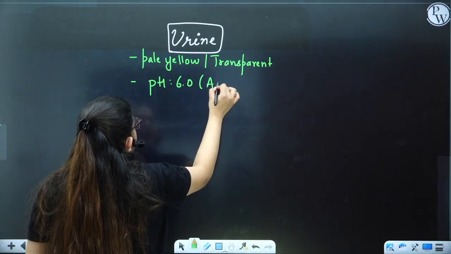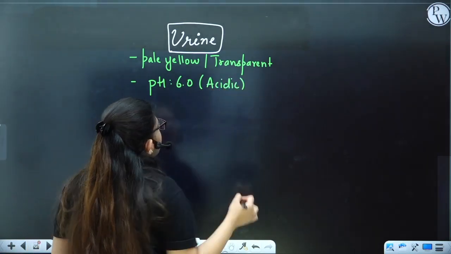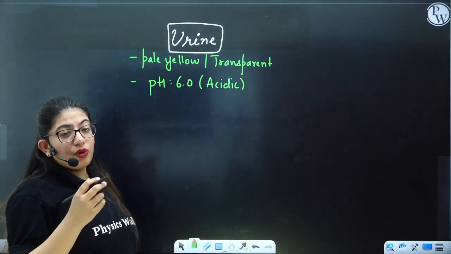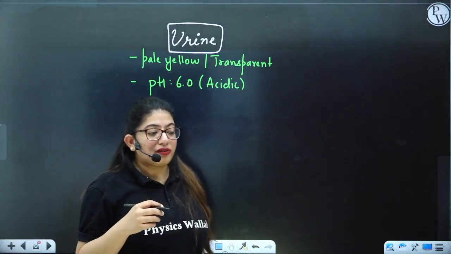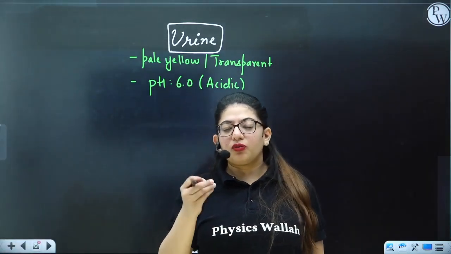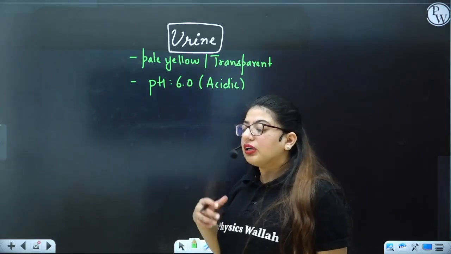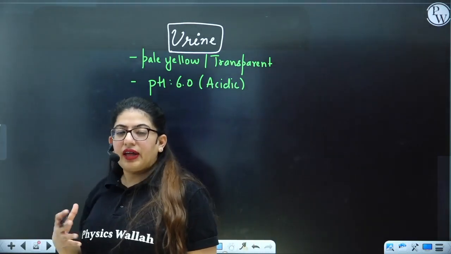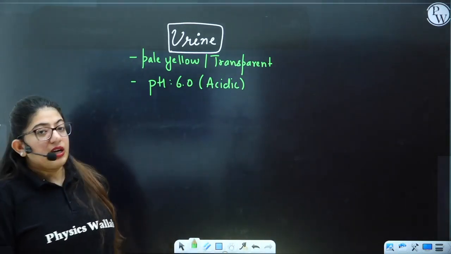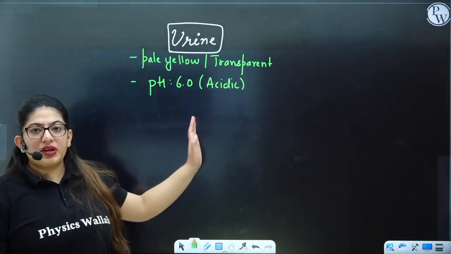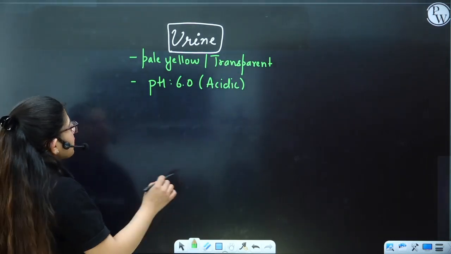So it's acidic, and its pH also depends upon what type of food you eat. For example, if we eat a lot of vegetables, your urine will be towards little alkaline. And if you eat a lot of fruits than normal, then it will be more acidic. But if you eat balanced thing, it will be around acidic only. Okay. So what's the composition of urine?